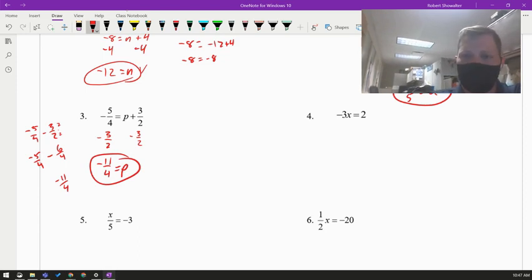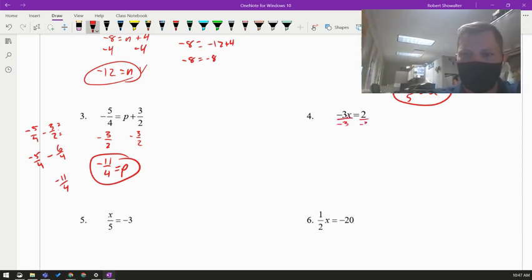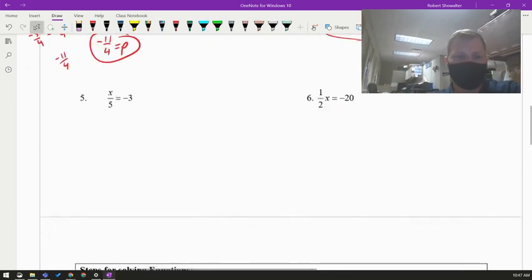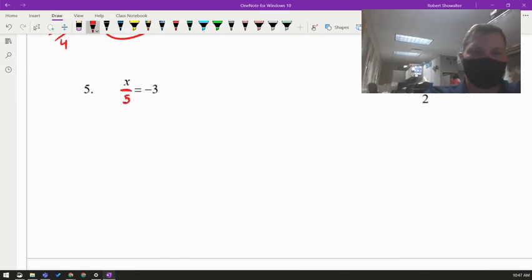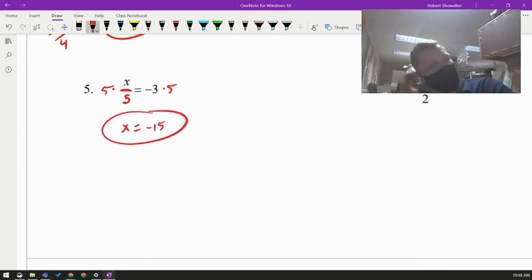Okay. If we look at number 4, we have negative 3 times x. We want to reverse that. So if we divide by negative 3, we're doing the opposite operation. And 2 divided by negative 3 as a fraction, we're going to leave it as a fraction. It's negative 2/3. Number 5 here, this is actually x divided by 5. So we're going to reverse that by multiplying both sides by 5. So we get x equals negative 15, because negative 3 times 5 is negative 15.